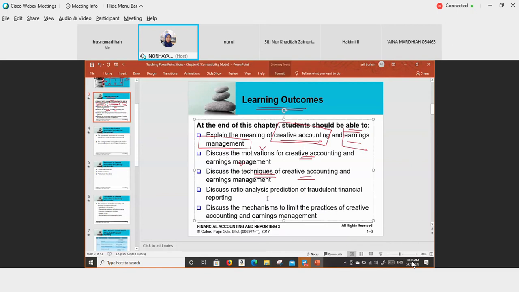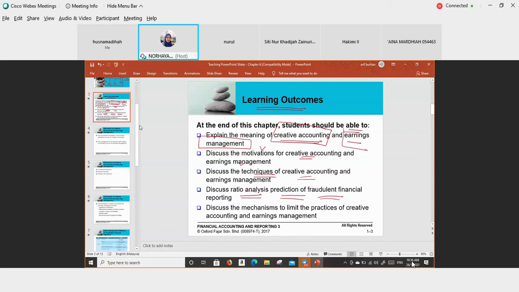How the ratio that you know previously that you learned in FAR 1 and FAR 2, this ratio can also be used to predict the fraudulent financial reporting, because excessive creative accounting may lead to fraudulent financial reporting. Okay, bila management tu dia kreatif sangat, prepare financial statement ni guna allowable financial accounting policies, they are actually lead to fraudulent financial reporting. Okay, it may lead to fraudulent. Okay, so the ratio can be used to predict.